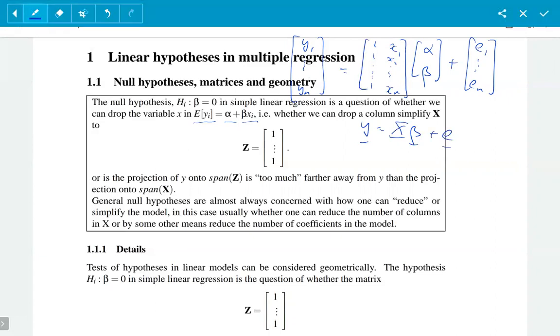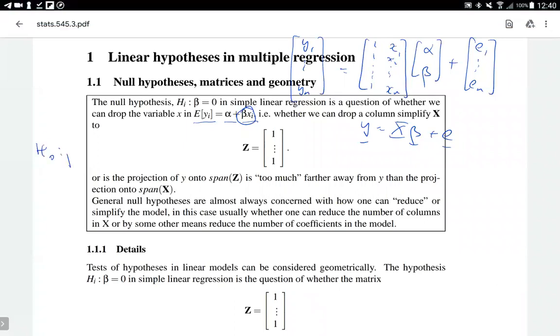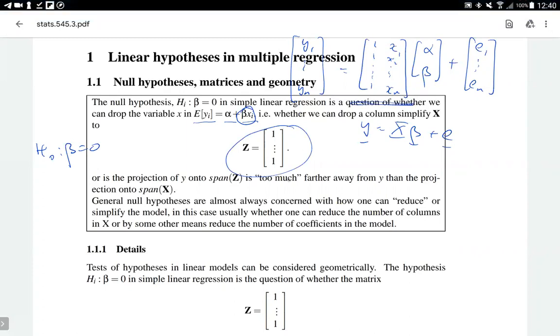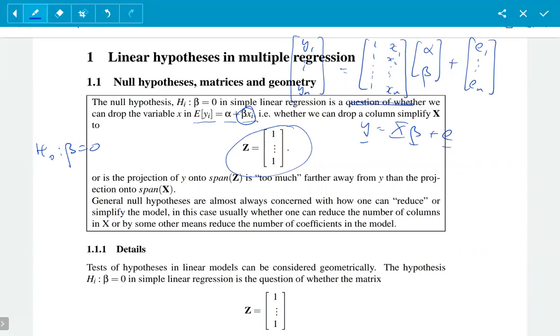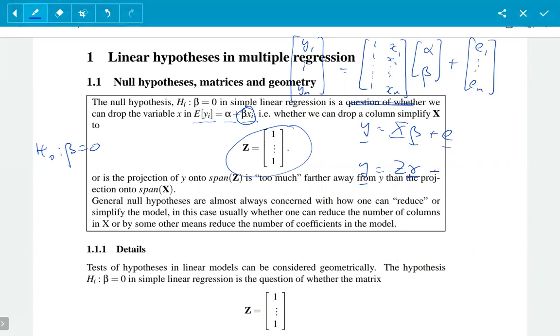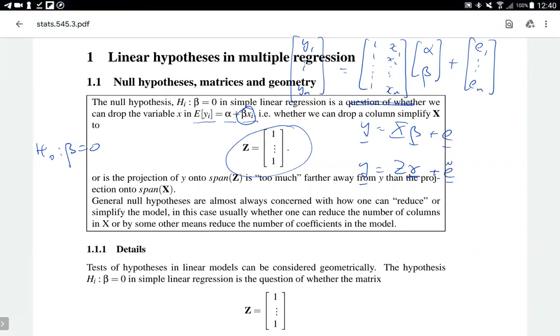And the question then is, can we drop this x? That's the obvious hypothesis test. That's the same thing as asking whether the null hypothesis that beta is 0 is true. And it's also the same hypothesis as asking whether we can simplify X from being a two-column matrix into being a one-column matrix. So can we actually write y equal to Z gamma plus a different e vector?